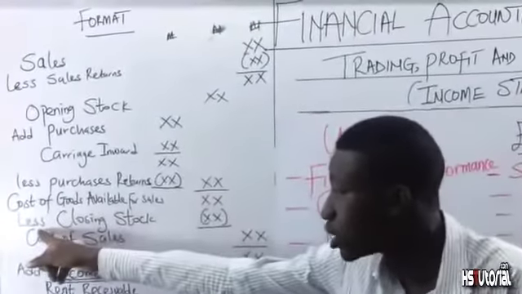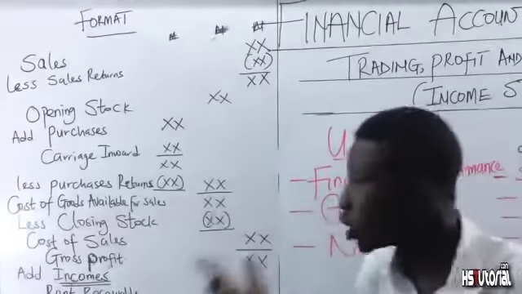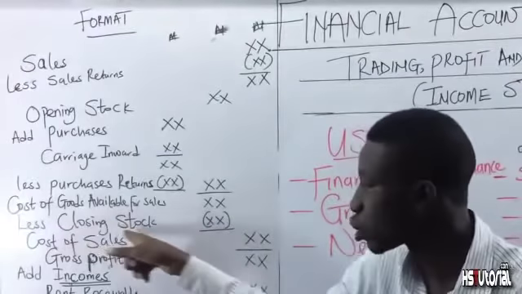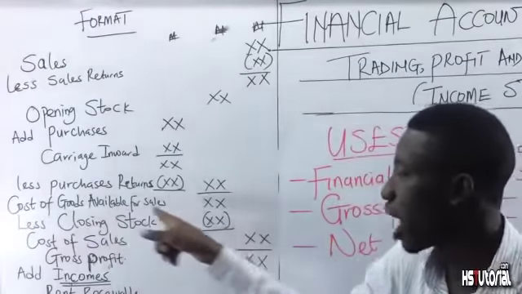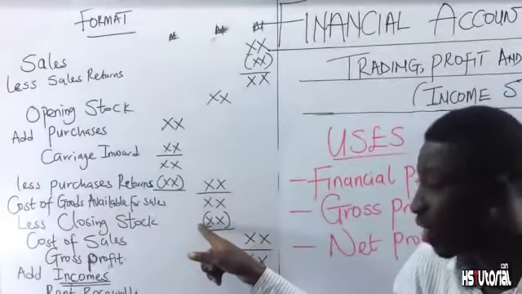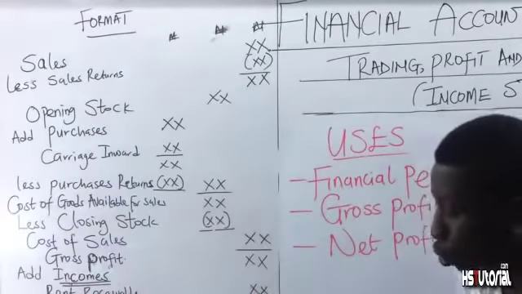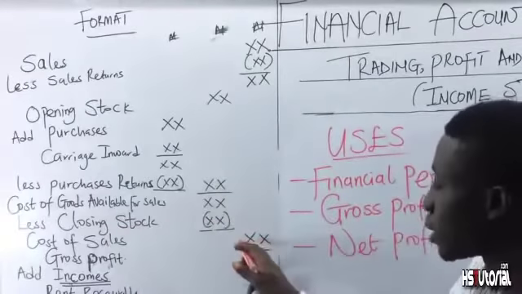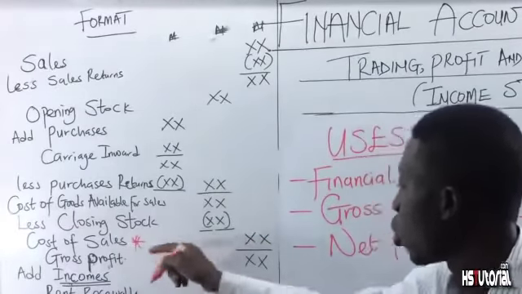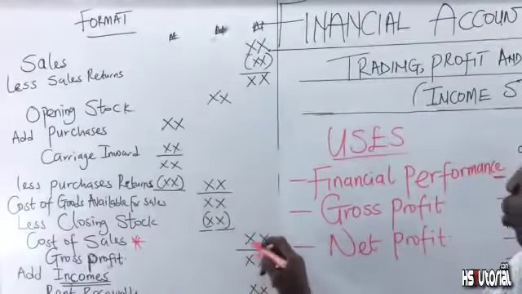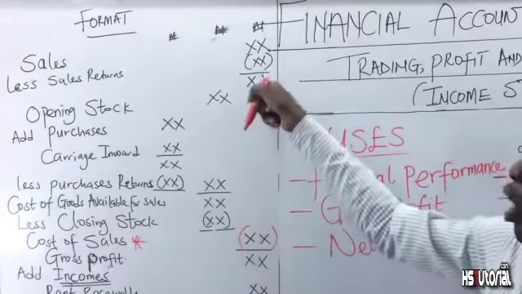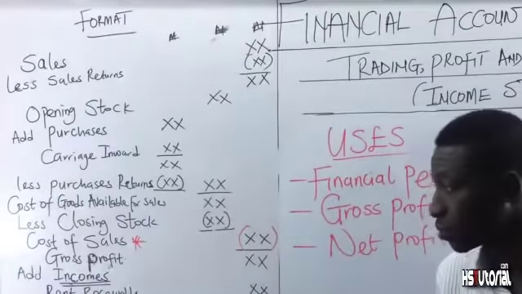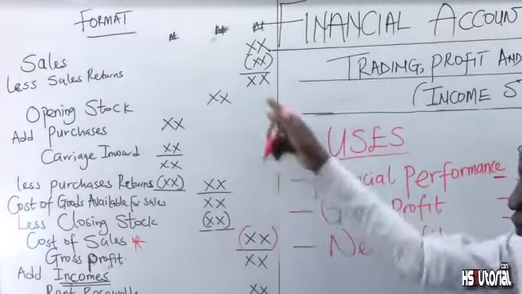The goods you did not sell, you call it closing stock. Then the closing stock, let's deduct it from your goods available for sales. What you will now have is your cost of sales. Then your cost of sales, you deduct it from the sales you've made. What do you have? You have your gross profit.